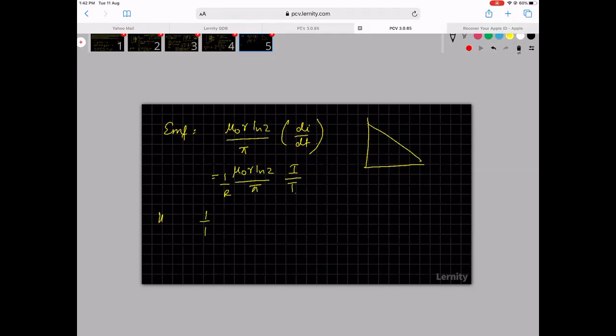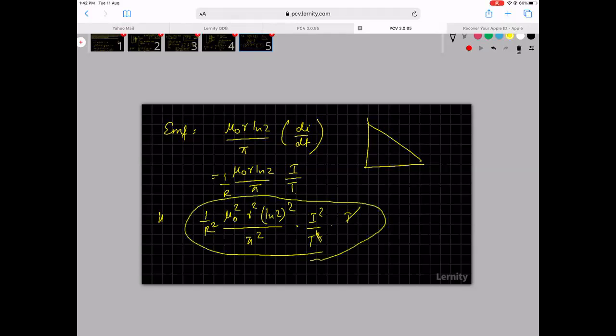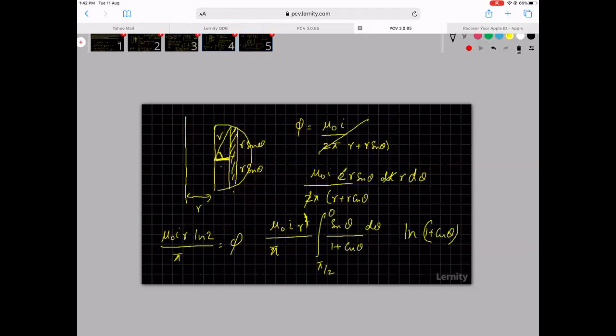So it becomes 1 by r squared mu naught squared r squared ln 2 the whole squared by pi squared I squared by t squared into t. So the t gets cancelled. So it has to be a function of 1 upon t, not a function of 1 upon t squared. So the others, I hope you are able to get it. Okay. So this is how you go ahead with it. This is the first page, that is the second one.